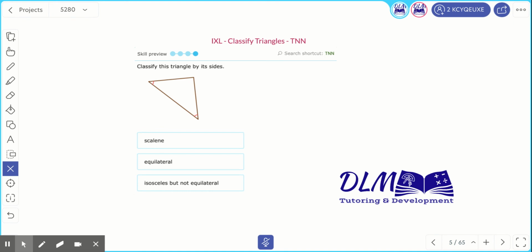Classify this triangle by its sides. Again, it tells us exactly what it wants to know. We also can see that in these corners right here, these angles, they're congruent to each other. That means that if the angles are congruent, the sides that they correspond to here and here are also congruent. Since both sides are congruent, but they are not congruent to the last side, then they are an isosceles triangle. An isosceles triangle is what we're looking at.